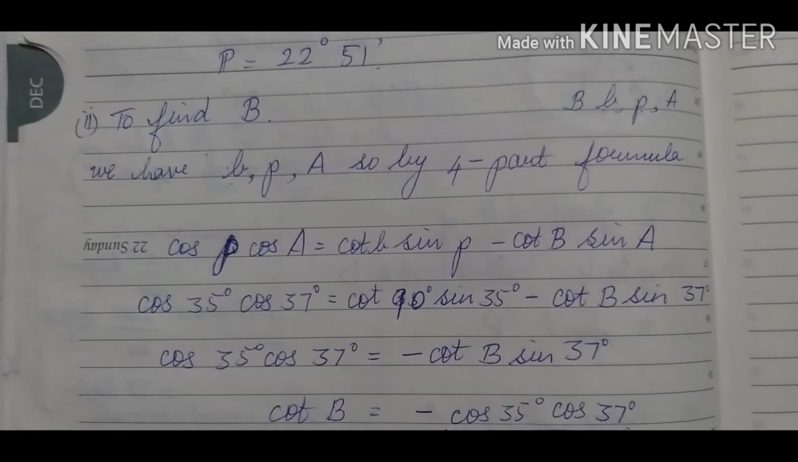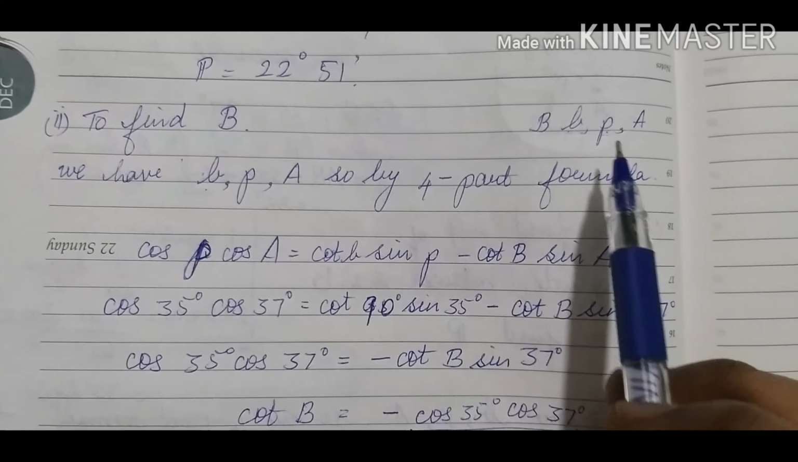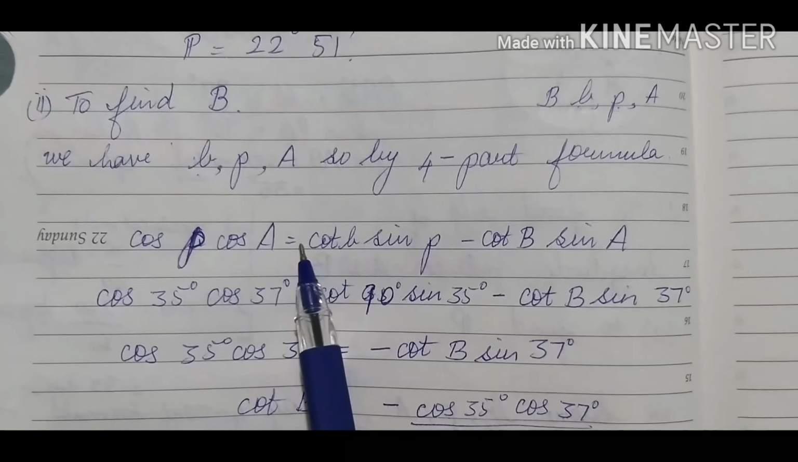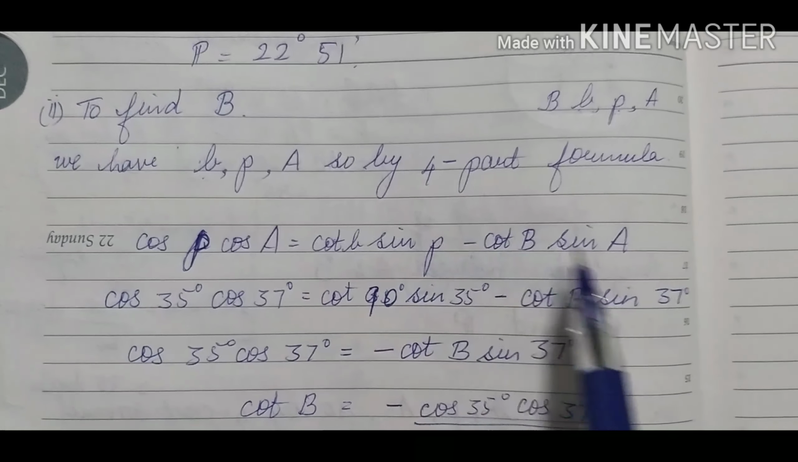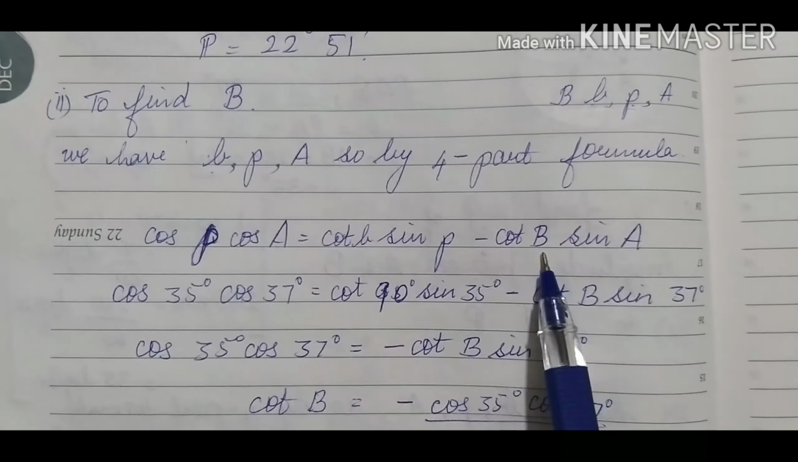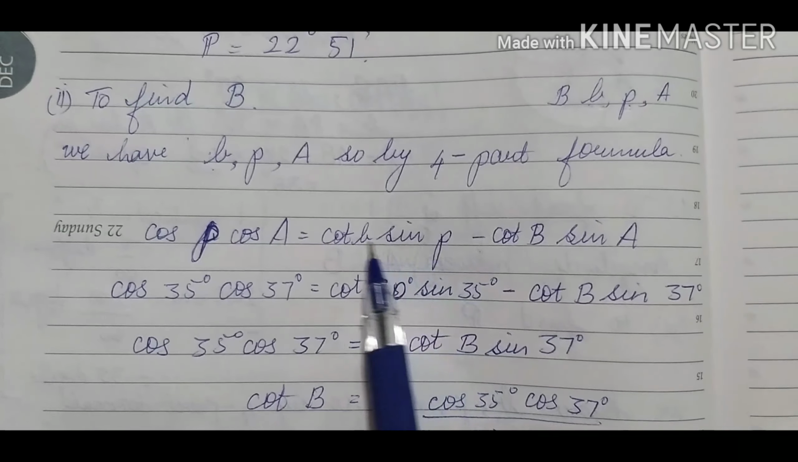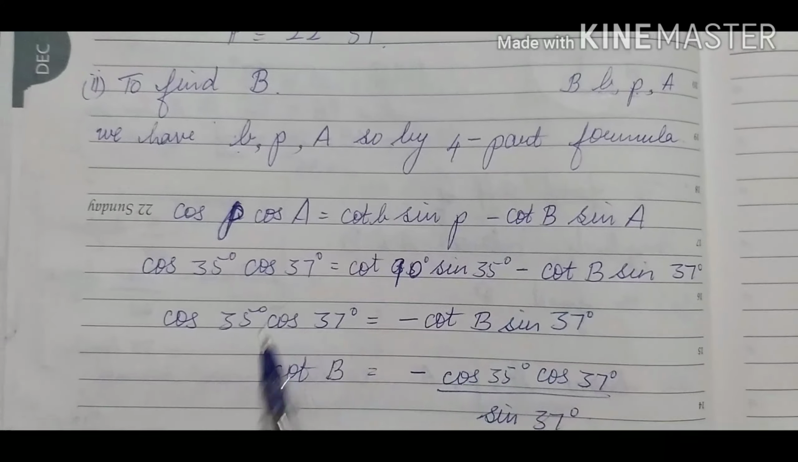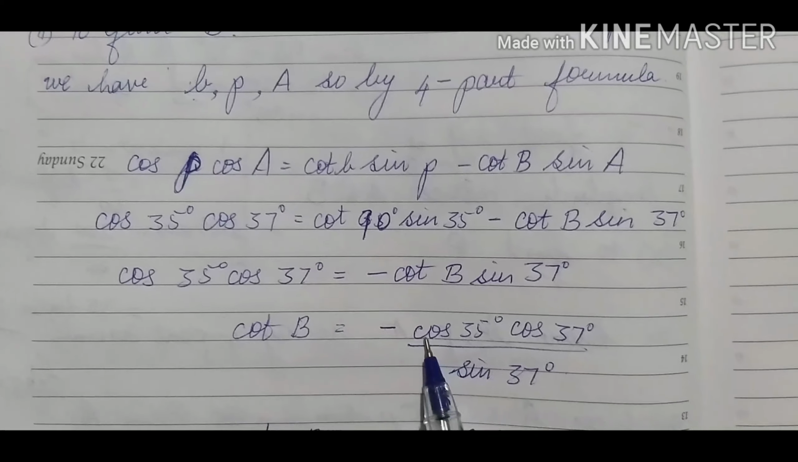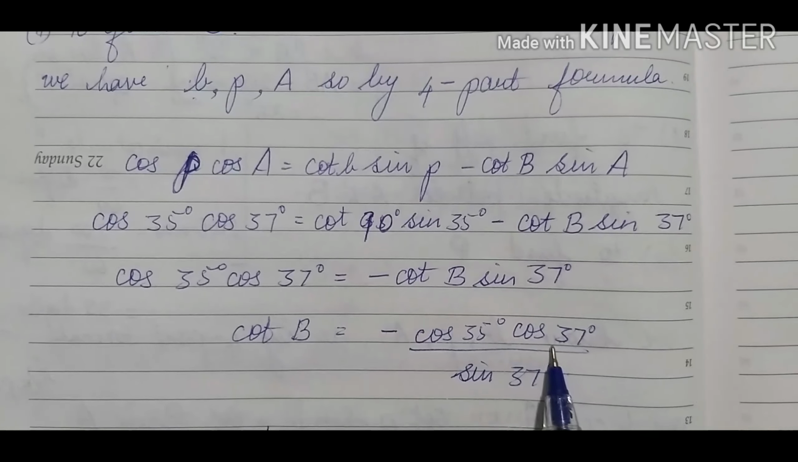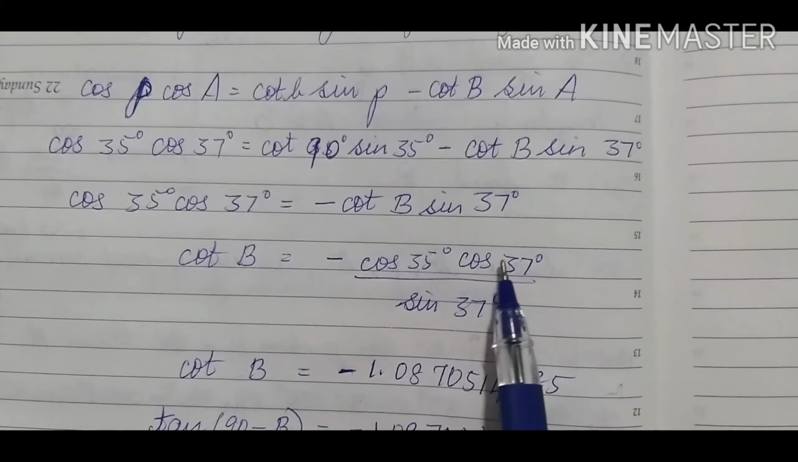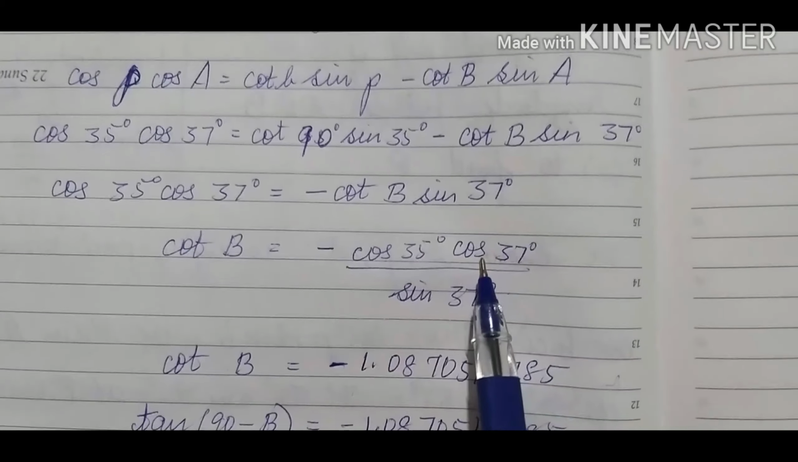Next, again by using the four-part formula, take the letters which are not identical, small p and capital A. So cos p, cos capital A is equal to, again we are writing sin p, and this term has sin A. Now making use of the identical pair, you will have cot b, here you have cot capital B. This contains only sides, this contains only angles. Next, substituting whatever we know, we finally get cot B to be minus cos 35 degrees cos 37 degrees divided by sin 37. This is nothing but cos 37 by sin 37, which is cot 37 degrees.